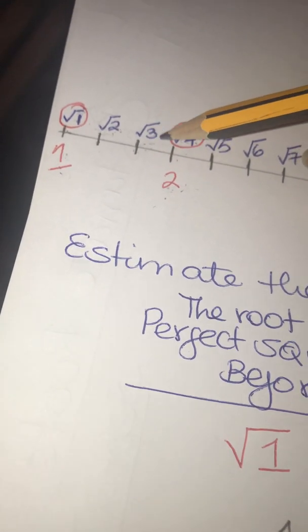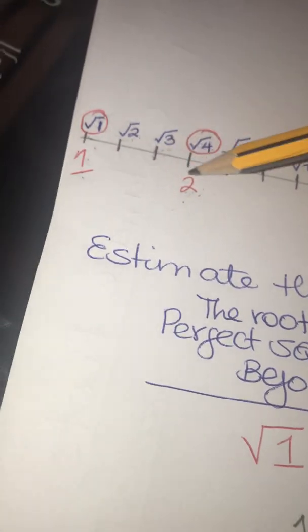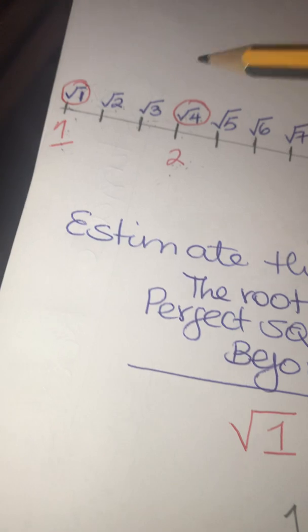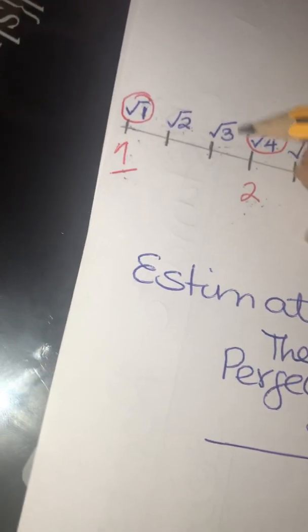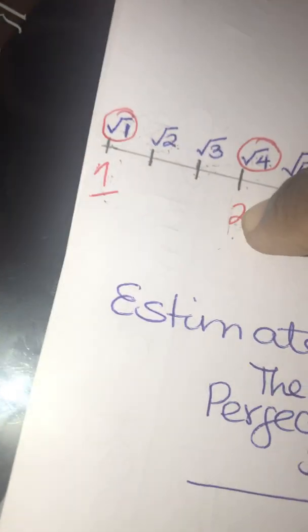The square root of 3 is closer to 2 than it is closer to 1. Closer does not mean over. Closer means it is less than 2, but it is nearer to 2. Okay? Alright, so let us look at an example over here.